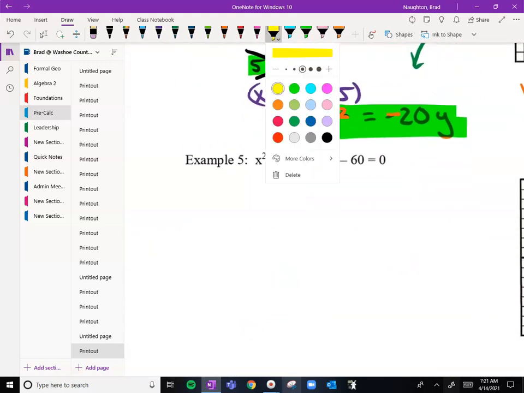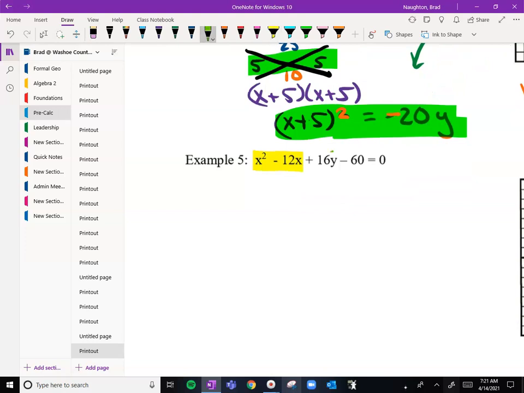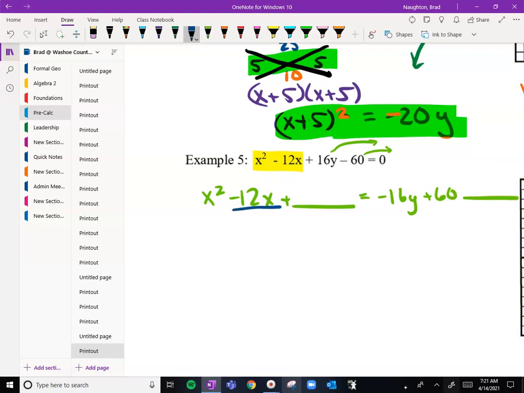So we have another x squared graph. So we're going to go ahead and move the 16 and the 60 over. So x squared minus 12x plus blank is equal to a negative 16y plus 60 blank. Take your b term, which includes the sign, so that's a negative 12. Divide that by 2, and that's a negative 6. So positive 36. Positive 36. So I'm going to get x squared minus 12x plus 36.